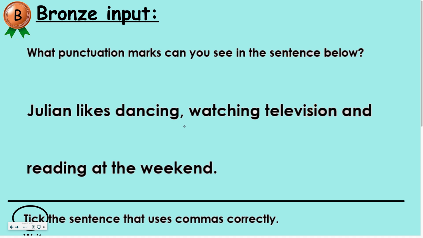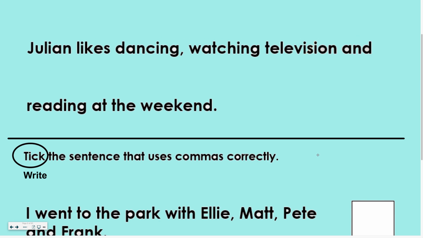Well done if you spotted it. It's this comma here. And it's separating dancing and watching television. Super. So if you were going to have this question in your book, you would write the sentence out, and then either with a purple pen or even just a normal pencil, you could underline or circle where the punctuation was to show that you understood what it was.